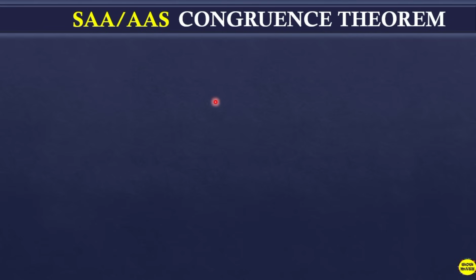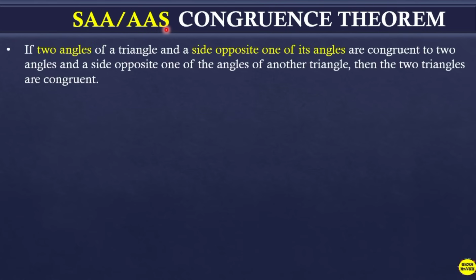Now, let's talk about the SAA Congruence Theorem. In other books, makikita natin AAS. Okay, so SAA or AAS, pareho lang po iyon. So wag po tayo mali dito. So, ito naman yung if two angles of a triangle and the side opposite of one of its angles are congruent to two angles and the side opposite of one of the angles of another triangle, then we can say that the two triangles are congruent.